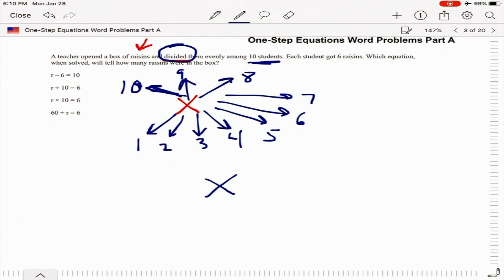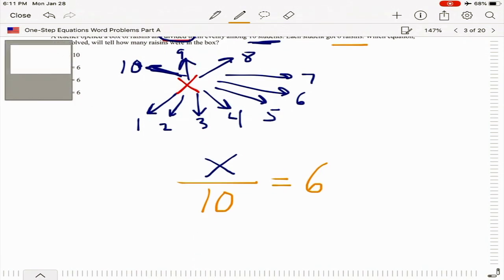And instead of doing a division symbol like this, I like to do the fraction bar like I mentioned before. So I'm going to do x over 10. That does mean x divided by 10. And that's going to equal 6 raisins. And that's the way I would write it.